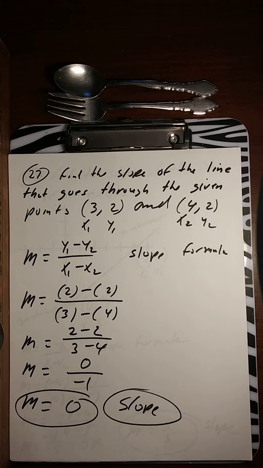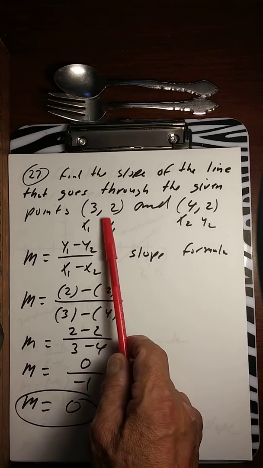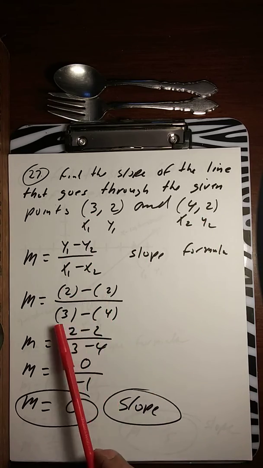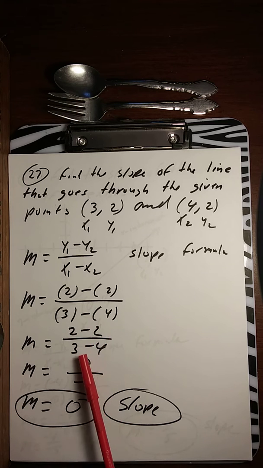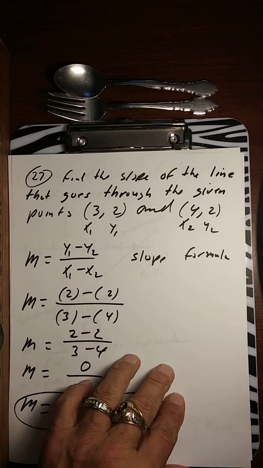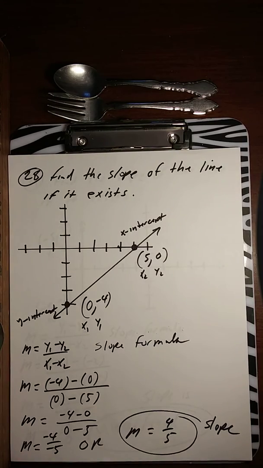Find the slope of the line. x1, y1, x2, y2. Put the numbers in there. 2 minus 2, 3 minus 4. 2 minus 2 is 0. Divide by that. 0 divided by any number is still going to be what? 0. That's the slope.